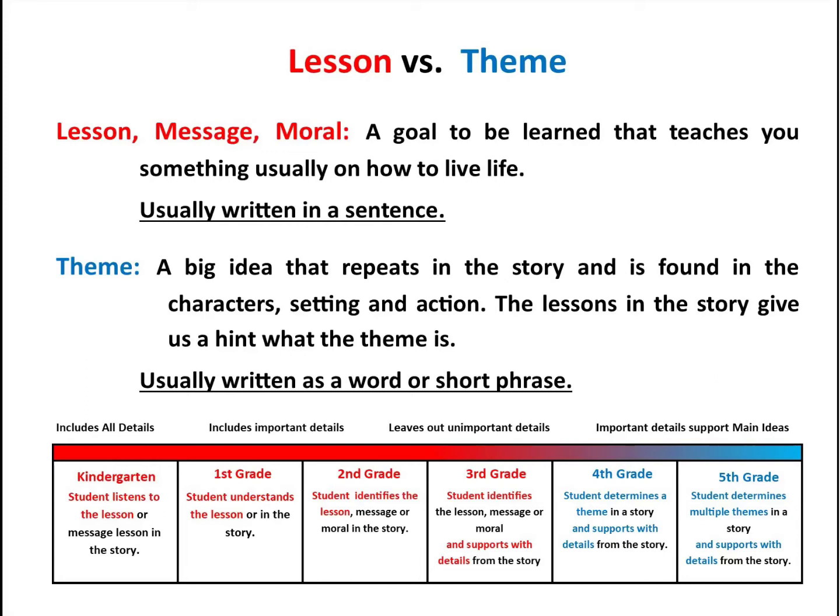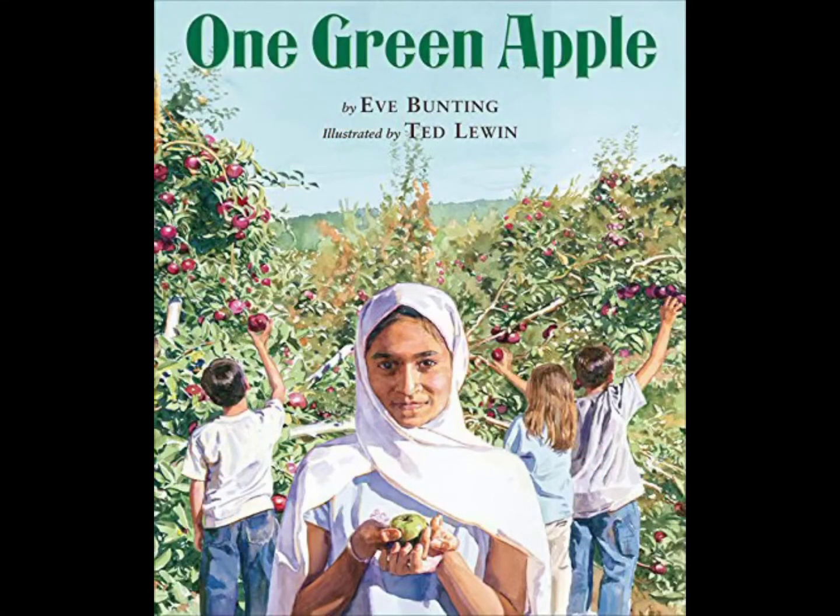In fifth grade, next year, just in a few months, you're going to be determining multiple themes in a story and supporting each theme in the story with different details from that same story. Now let's look at the story One Green Apple, and let's find some lessons in the story and some themes in the story, and let's look at how they relate together.